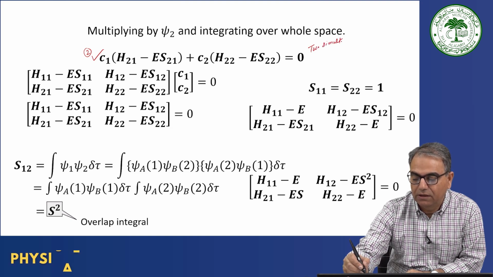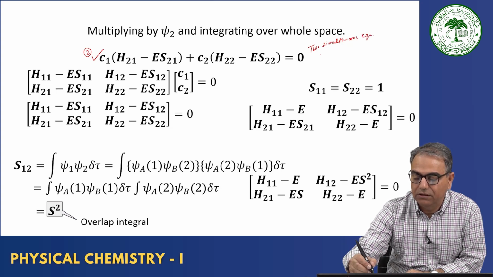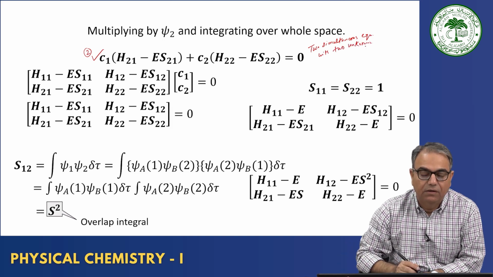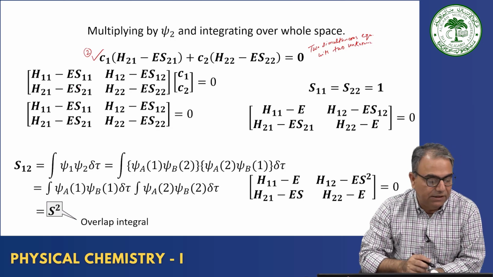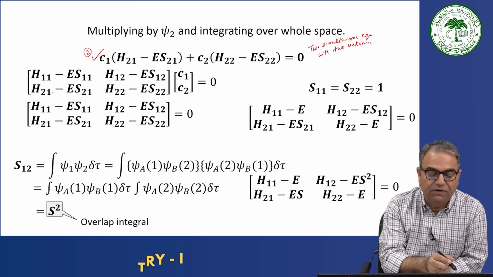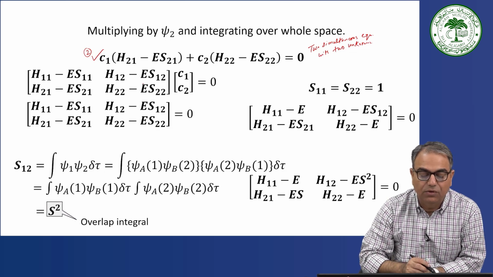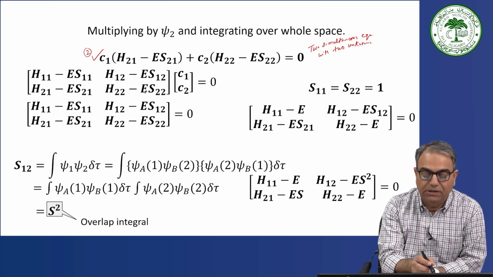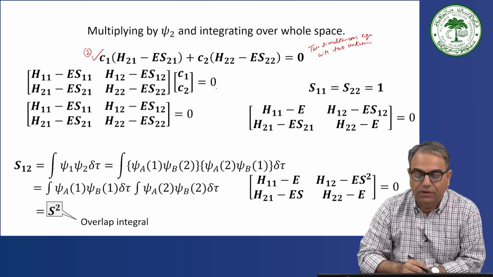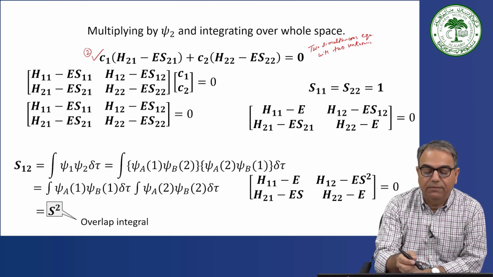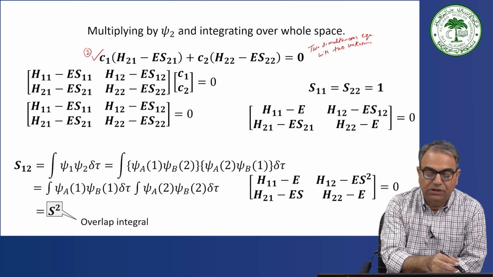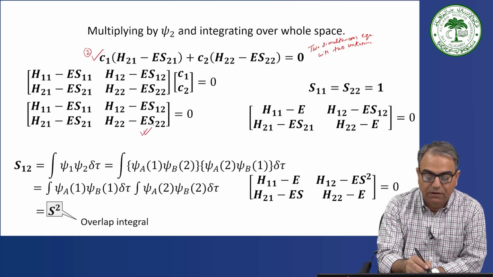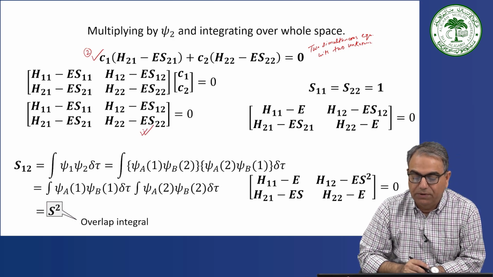By now you should not have any problem. We have two simultaneous equations with two unknowns. So what does it mean? We can write it in the determinant form, and the determinant form is H11 minus E S11, H12 minus E S12, H21 minus E S21, H22 minus E S22, times C1 C2 is equal to 0. Okay. Obviously C1 and C2 are not 0, so this determinant has to be 0, and this determinant we have talked about in the MOT, H2 plus molecule ion.